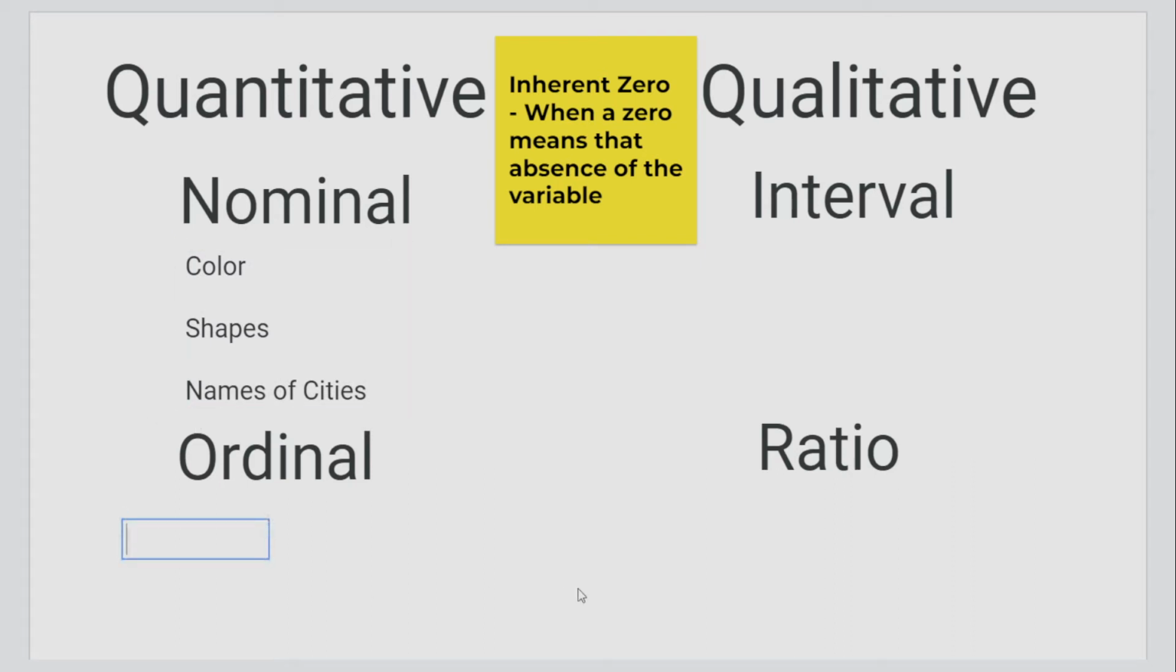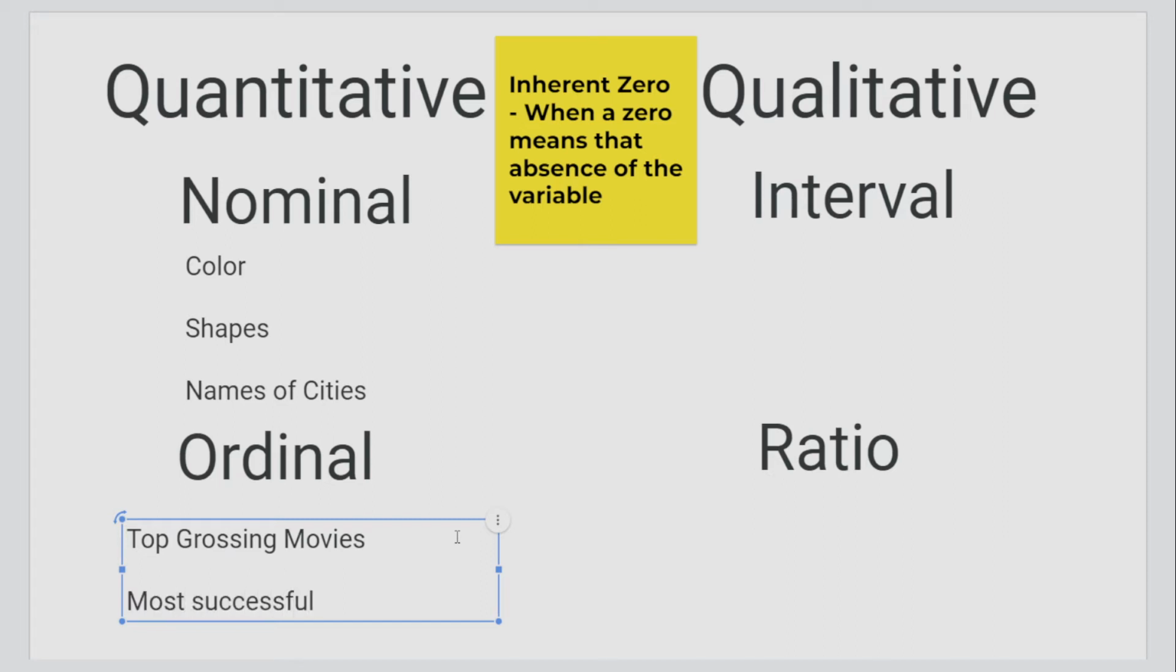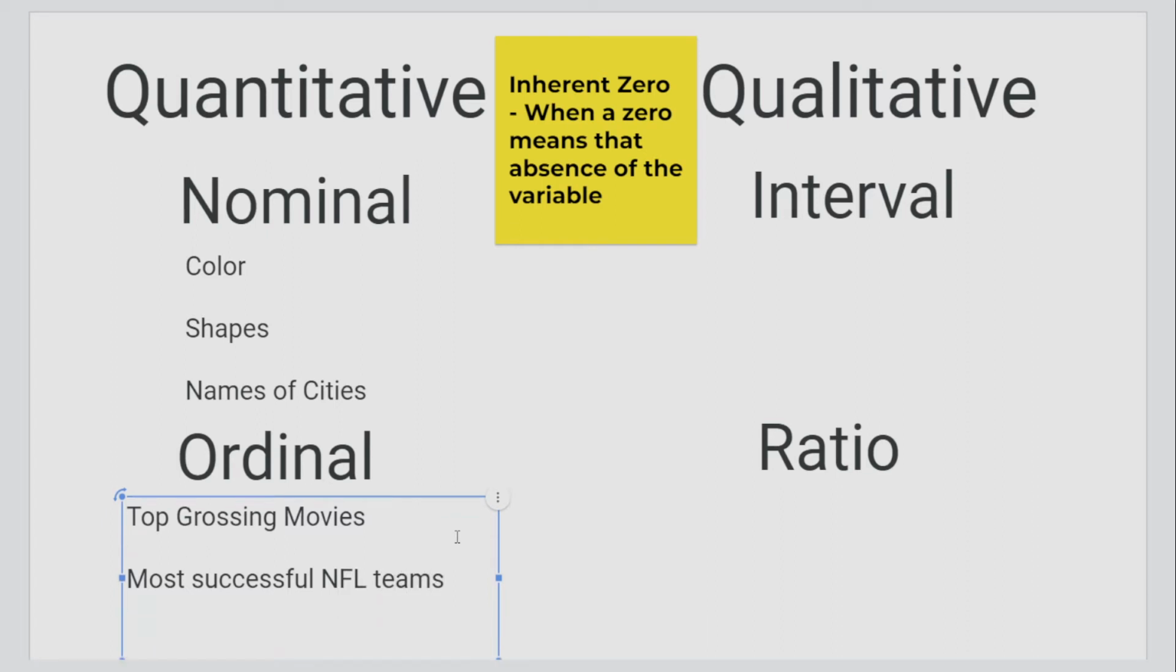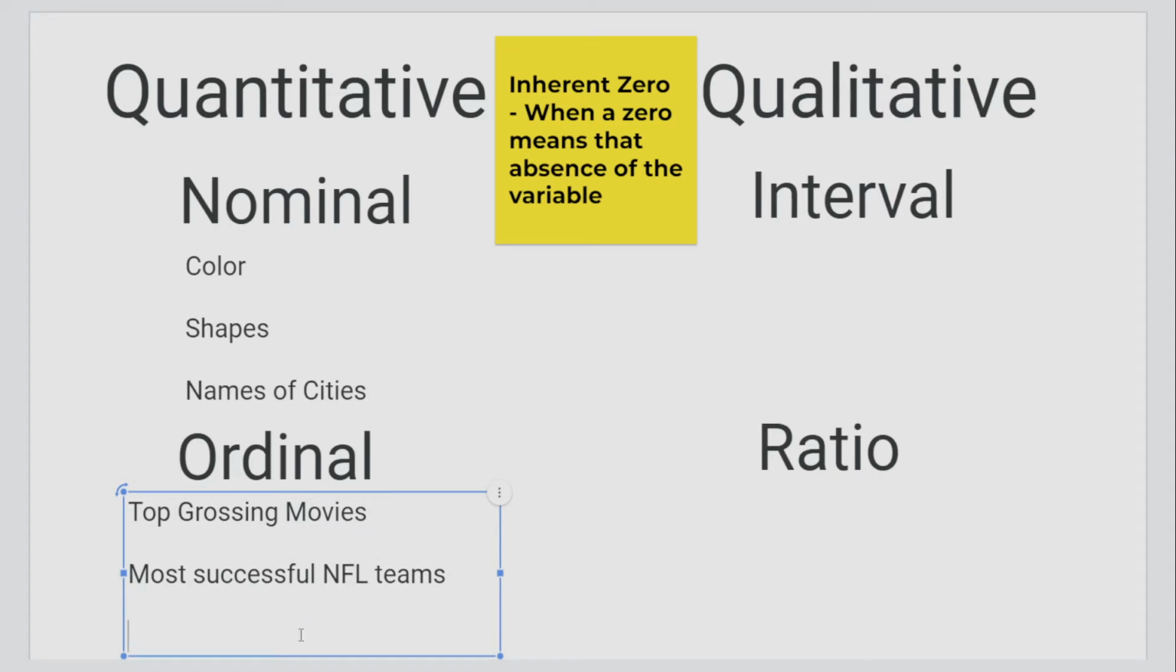Ordinal have some sort of rankings. For example, top grossing movies, most successful NFL teams, or, and this is gonna feel a little weird, I can say most populous cities.